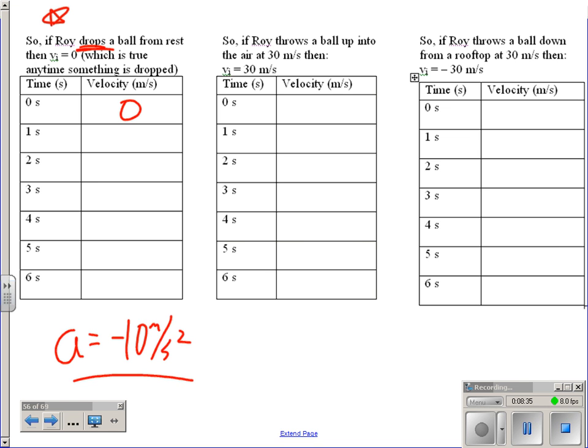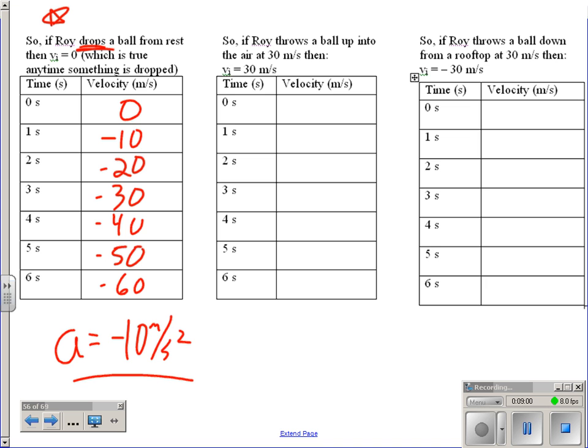So this means every second the velocity is going to decrease by 10. So after 1 second, the velocity will be -10. After 2 seconds, it'll be -20, -30, -40, -50, and -60. Okay? And this would keep going if our chart was longer. But what this shows you is the ball is going down, that's why the velocities are negative, at an increasing rate. It's going down faster and faster and faster.